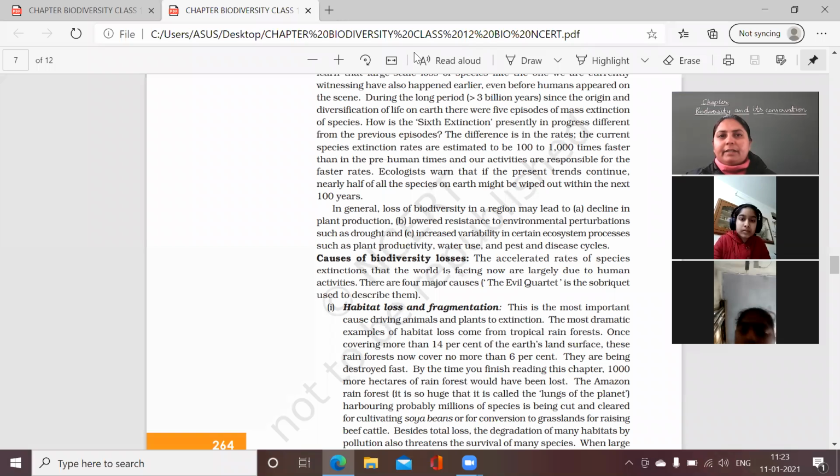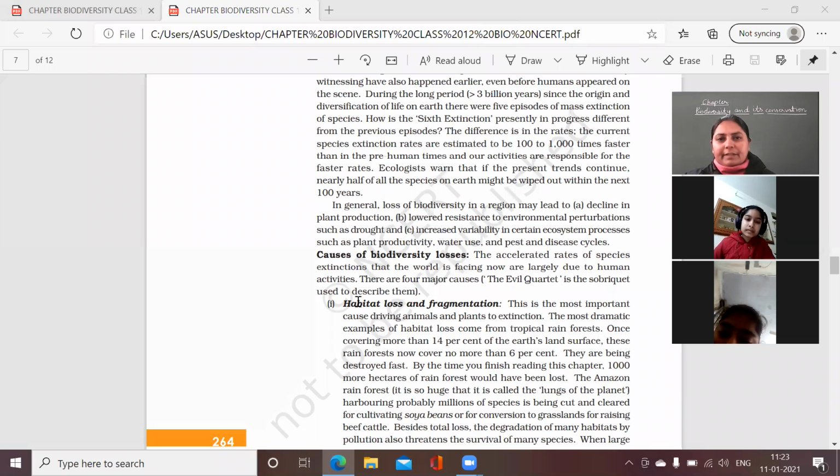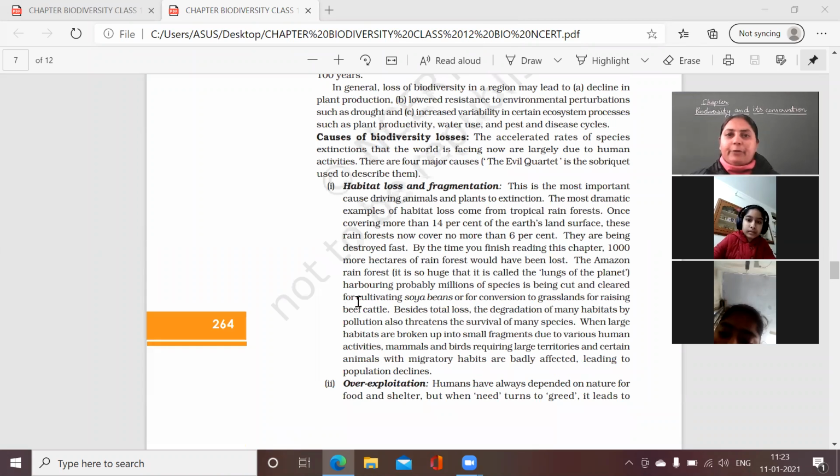Okay, but I am again discussing this topic. Okay, we are discussing the causes of biodiversity loss. That day I explained, but in a very hurried manner, so I am taking this topic again. The causes of biodiversity loss. What are the various causes that are responsible for loss of biodiversity in a region?